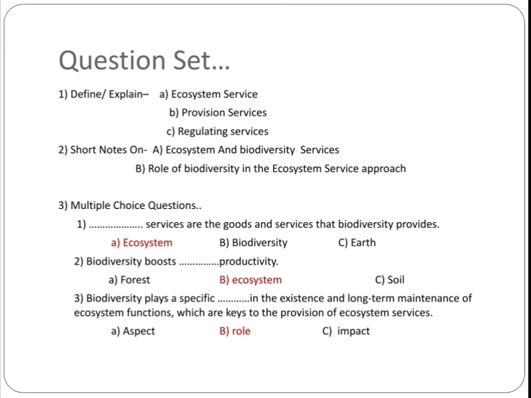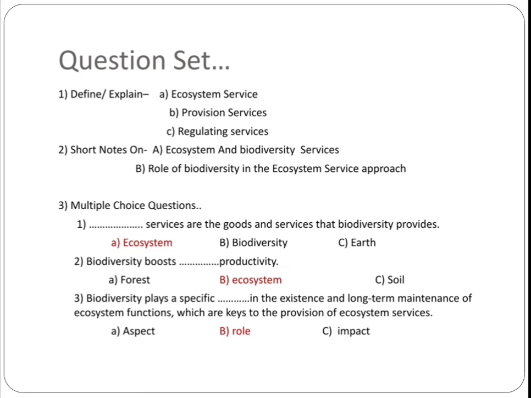Now the third type of question is the multiple choice question. The first question: dot dot services are the goods and services that biodiversity provides. The answer is ecosystem, because ecosystem services are the goods and services that biodiversity provides. Second MCQ: biodiversity boosts dot dot productivity. The options are forest, ecosystem, and soil. The answer is ecosystem. Biodiversity boosts ecosystem productivity.